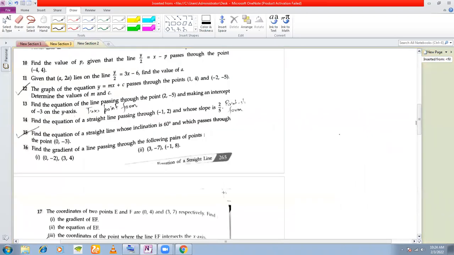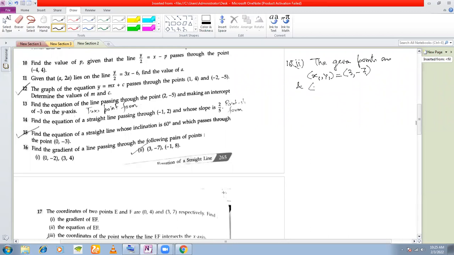Okay, coming back here, look at question number 16. I'll do number 2, okay, 16.2 as an example of that formula. Find the gradient of the line passing through the following points. Okay, so the given points are, first point, let's consider this to be x1, y1, (3, -7).